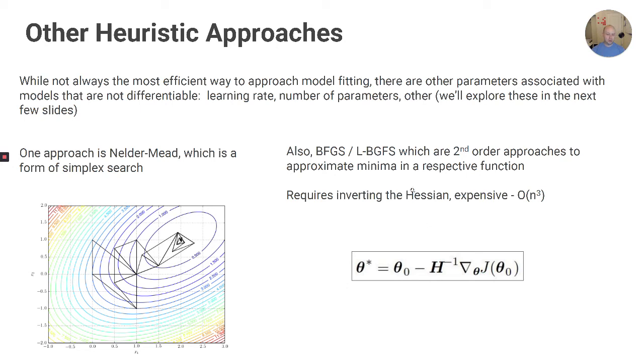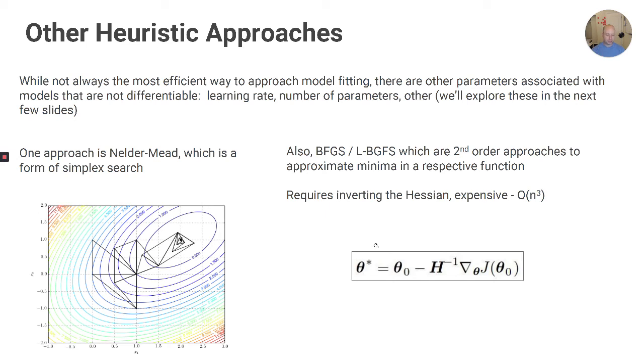Another approach to this, by the way, is an algorithm called BFGS, or limited-memory BFGS. Again, there's an errata in the slides. And this is actually a second order approach to approximating the minima in a function. But I'm not going to go too deep into this, and even my understanding is relatively weak here, although it's available as an optimization technique in many different frameworks.